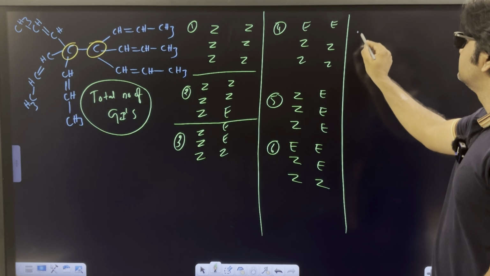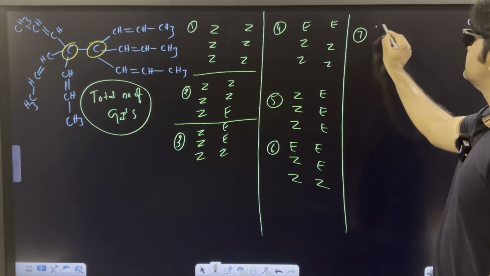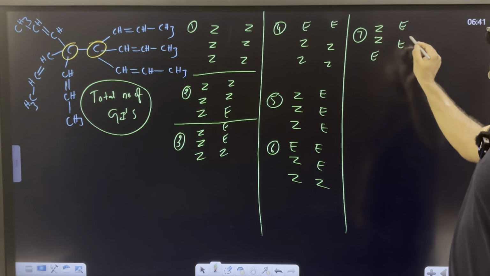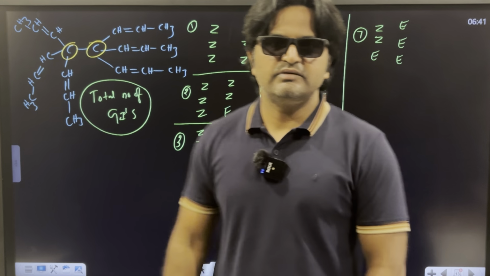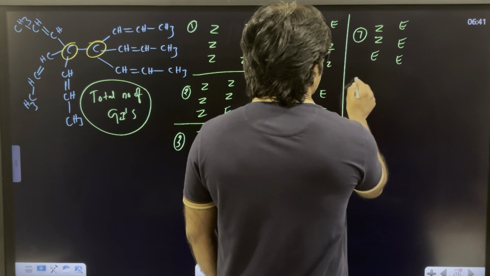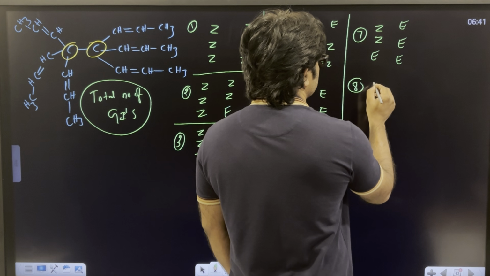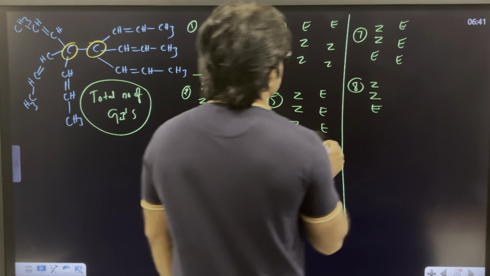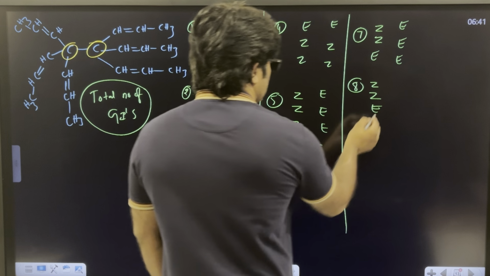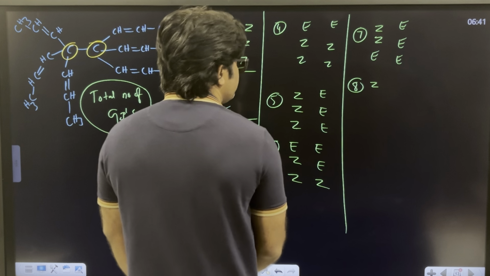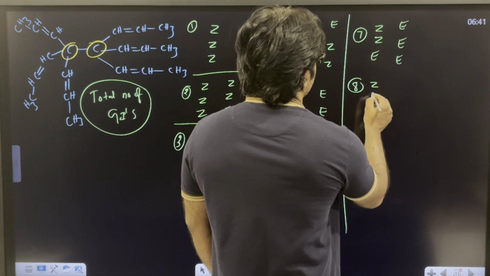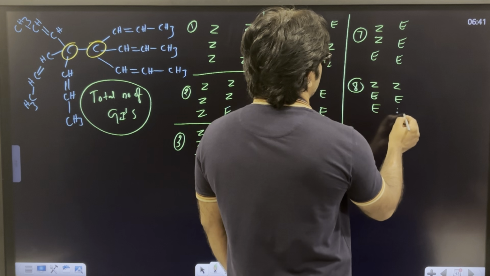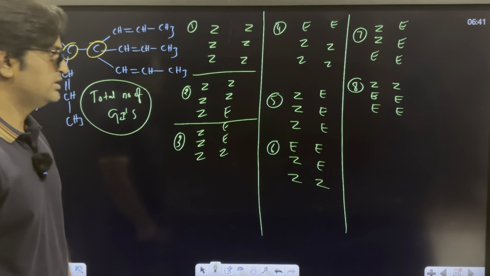What is the next possibility? Next possibility we are taking Z, Z, E. Next one E, E and E. That is the seventh possibility. And here we can take 2E one side, like Z, Z, E. Something is missing. 1 second. I am taking here 2E one side. Next one Z, 2E other side. Okay, right.